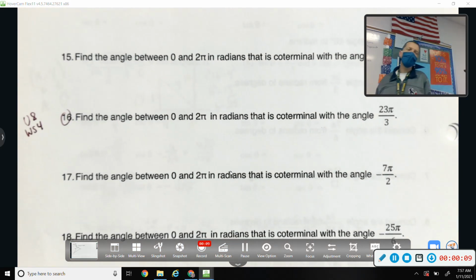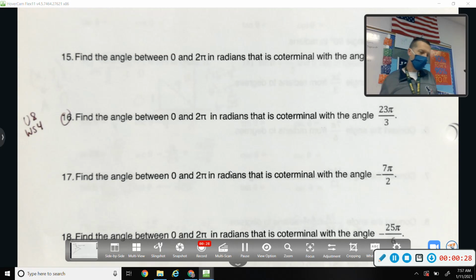Let's look at number 16 on Unit 8, Worksheet 4. The odd answers are posted, so we'll work some even ones. Find the angle. Find the angle between 0 and 2 pi in radians. I guess that's a little bit repetitive because 0 to 2 pi implies radians.